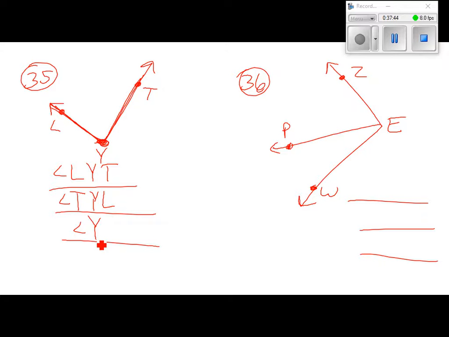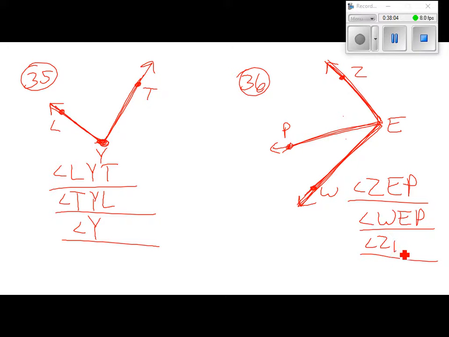36, they want you to name 3 different angles in this picture. So angle Z, E, P, that's one. Angle W, E, P. And then the last one is the whole outside angle, which we'll call angle Z, E, W.